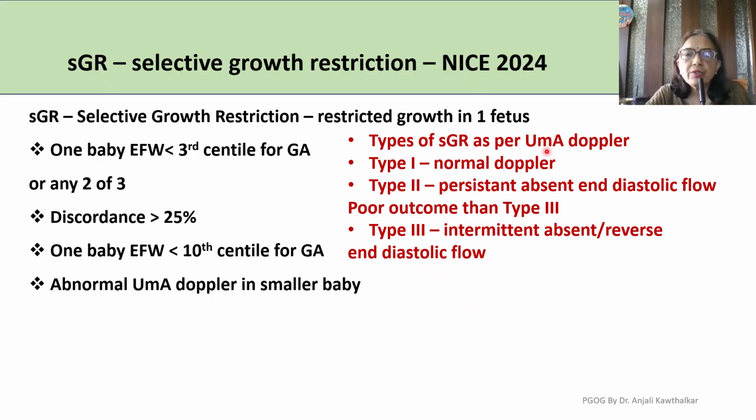Now there is further division of this growth restriction done with the umbilical artery Doppler: type 1 is normal Doppler finding, type 2 is persistence of absent end diastolic flow, and type 3 is intermittently absent or reversed diastolic flow. It is given that the outcome is poorer with type 2 as compared to type 3 because there is a persistent absent end diastolic flow in type 2.